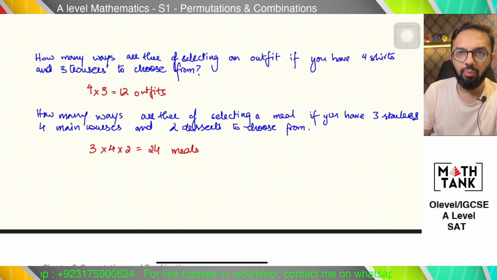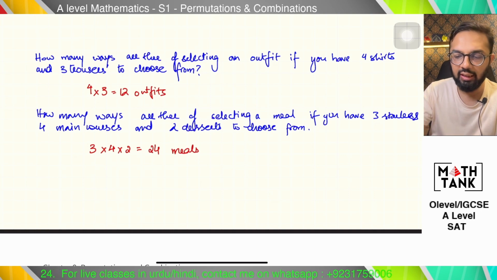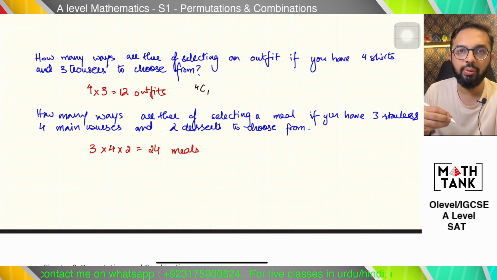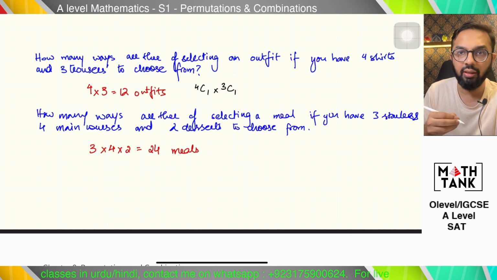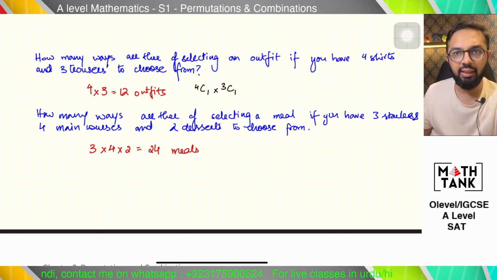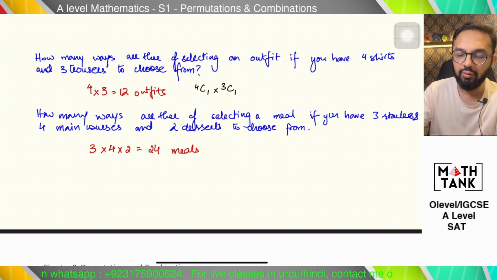Okay, so what you are inherently doing is that here you are selecting one shirt. So we call that 4C1, and we'll talk about this in a little bit. And you are selecting 3C1, and till you complete, you keep multiplying. So 4C1 into 3C1 gives you 12 on your calculator.